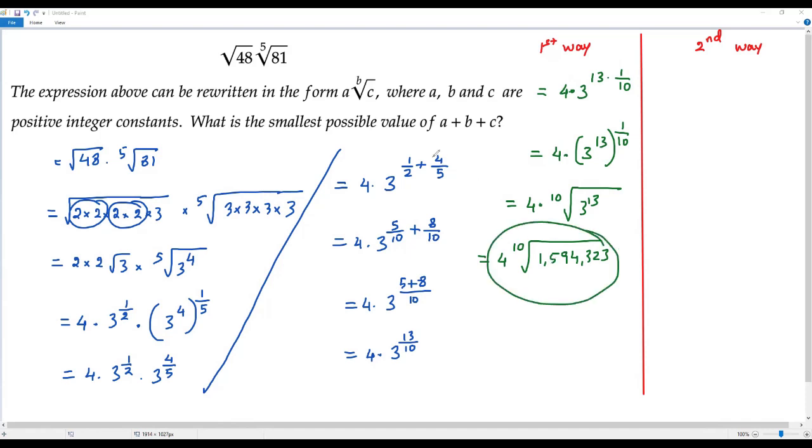Now this is exactly in the form we have over here. So comparing this and this, I am getting a equals 4 and b equals 10. That is, b is the index of the radical.